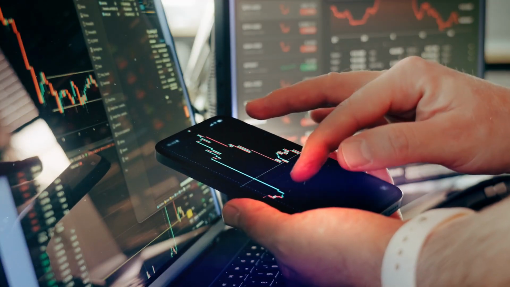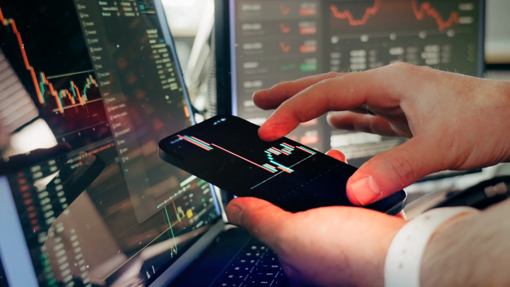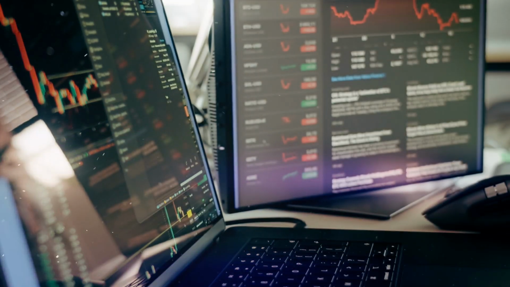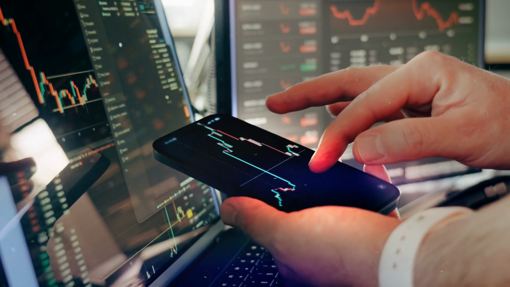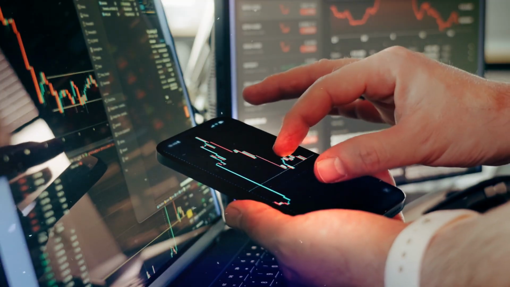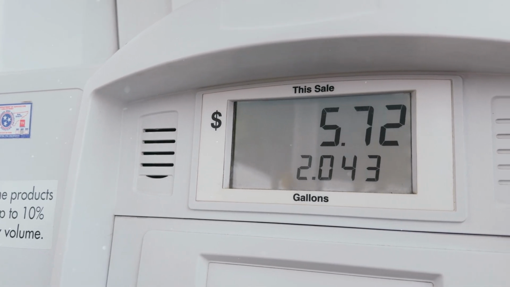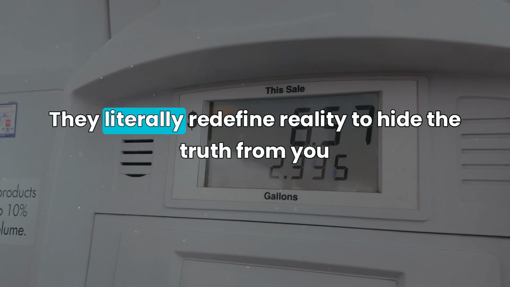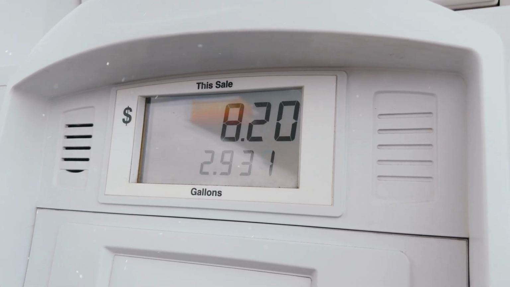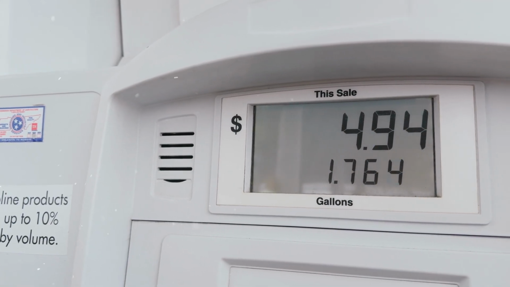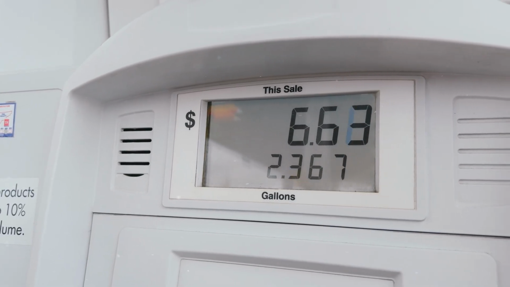The Weimar Republic blamed foreign interference for the mark's destruction. Zimbabwe blamed Western sanctions. Venezuela blamed capitalist sabotage. Blame, deny, deflect. The script is identical every single time. First, they deny inflation exists. Then they blame external forces. Then they quietly change how inflation is measured so the official numbers look acceptable. They literally redefine reality to hide the truth from you. And this is the trap, because the denial phase can stretch on for years, even decades. And during all that time, something invisible is quietly dissolving everything you have ever saved.